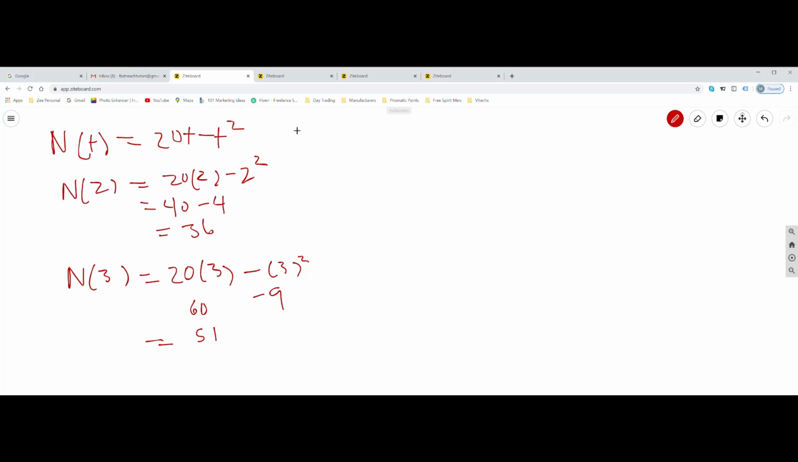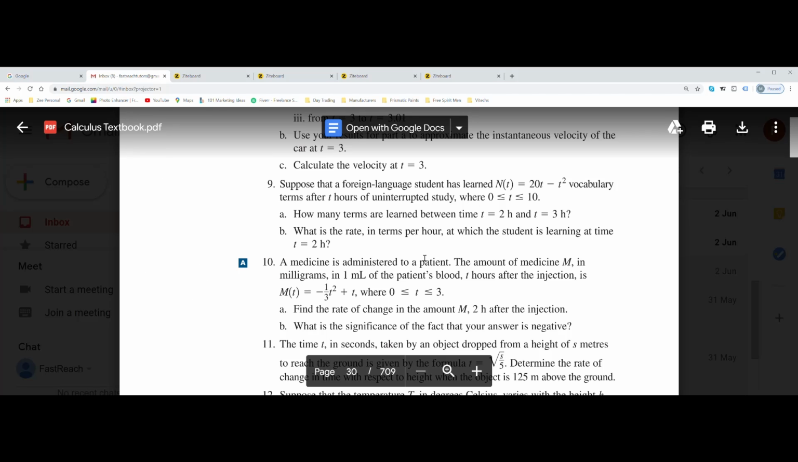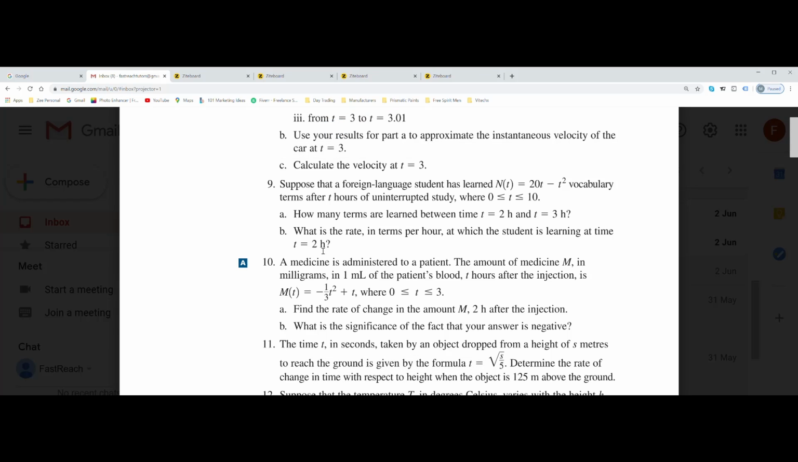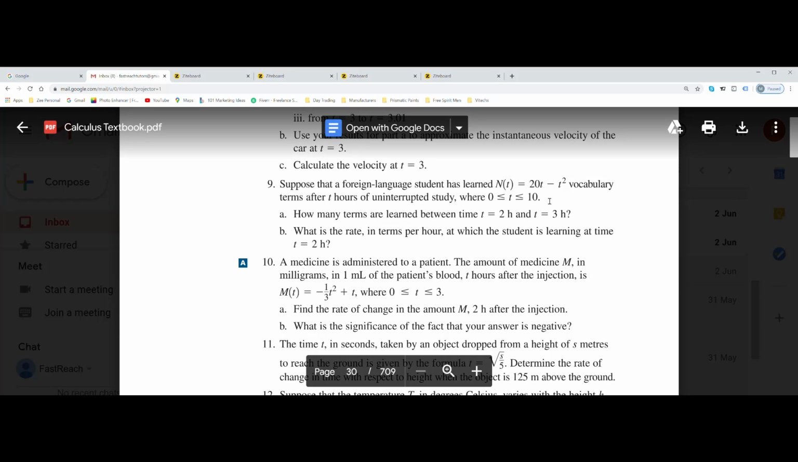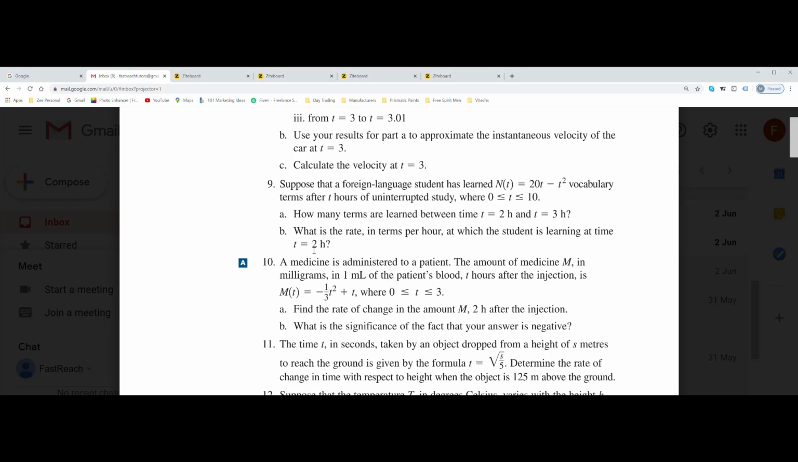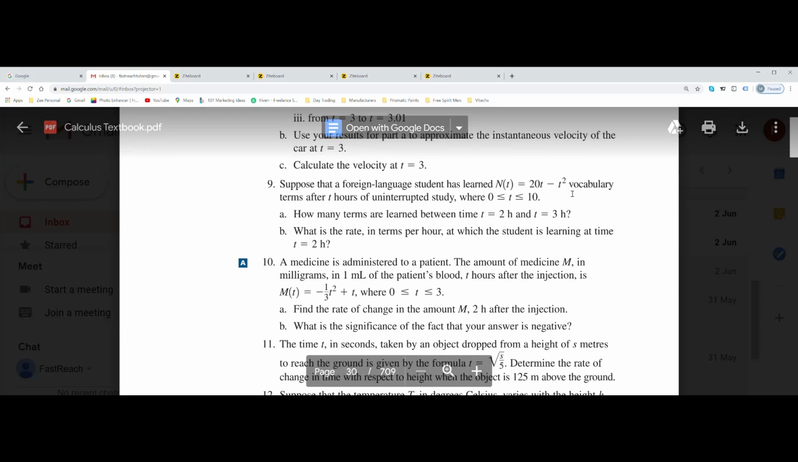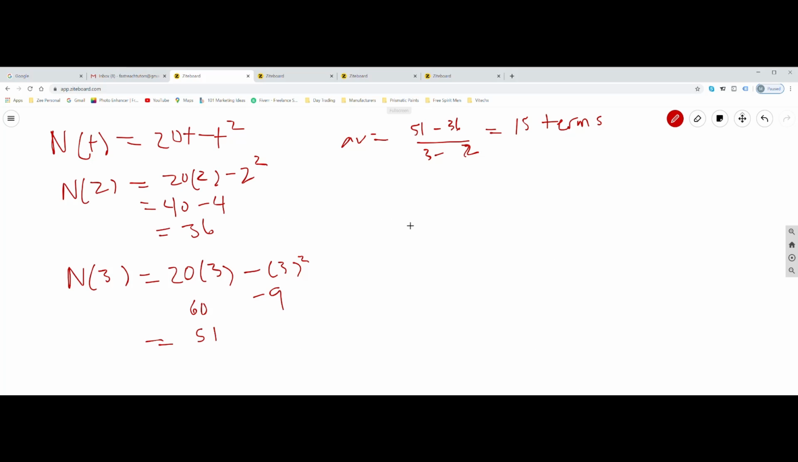So you have to find the average between them. You do average equals 51 minus 36 over 3 minus 2 equals 15 terms. Now the next one is, what is the rate in terms? It gives you one time, so you have to find the instantaneous rate, which is found by finding the limit. So let's do that.